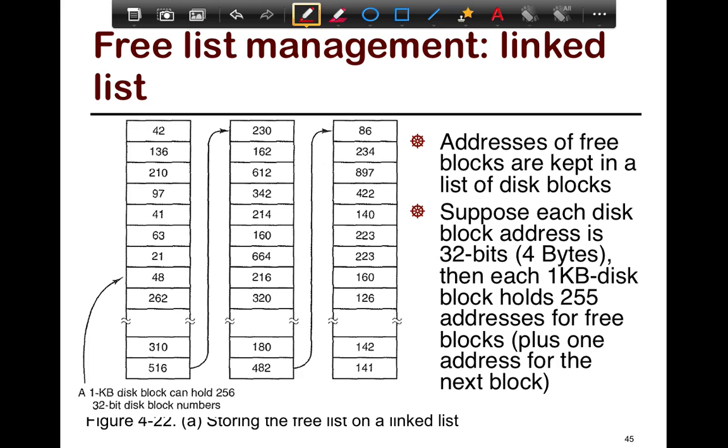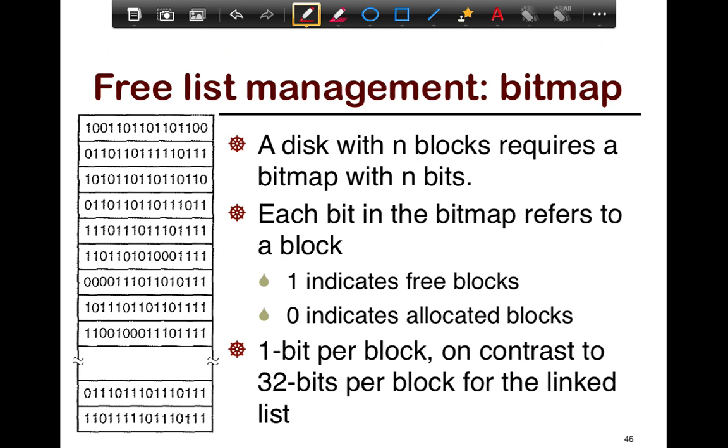With the linked list, as the number of free blocks reduces in the system, its overhead is directly proportional to the number of free blocks. And as the number of free blocks shrinks, the overhead for the free list shrinks. With the bitmap, it's fixed overhead. A disk with n blocks always requires n bits. So you can imagine 100 million entries, right? They require 100 megabits. And that's quite a lot of space.